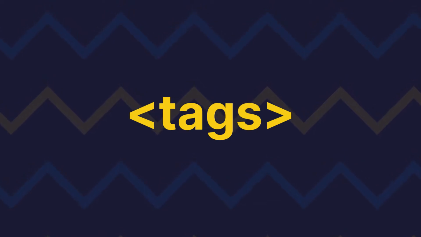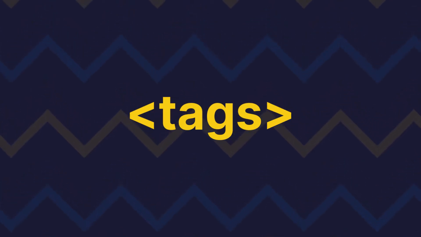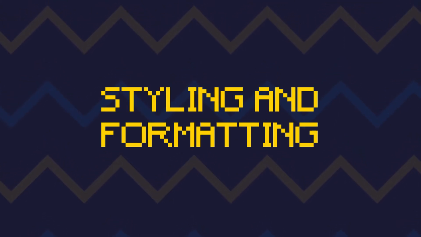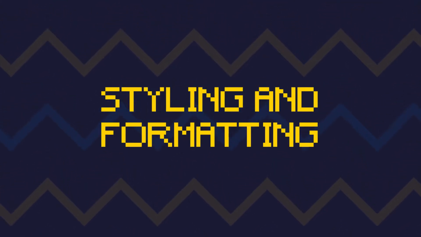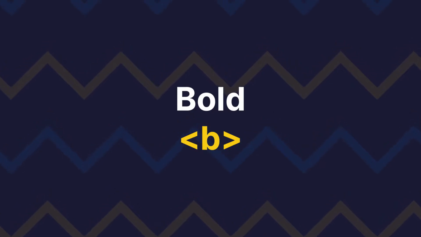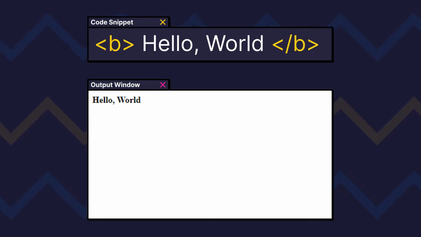In HTML, there are many tags that do different and specific things. Let's go over some of the common HTML tags used. There are a series of tags that relate to styling and formatting of text. Firstly, we have the B tag, which stands for bold. This tag is pretty straightforward, as whatever text you input between these two tags, you would automatically make it bold.